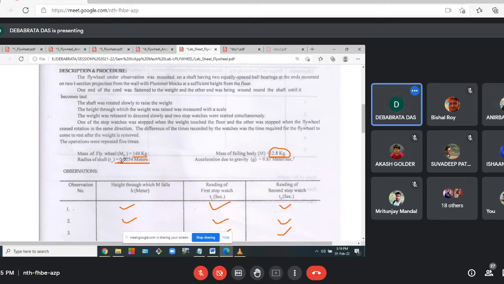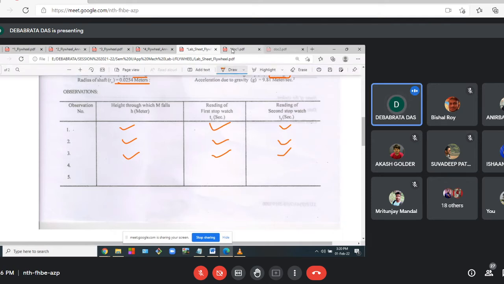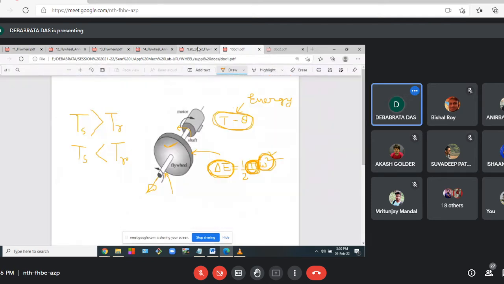R naught is 0.0254 meters. The mass of the falling body is 12.8, so W is actually 12.8 into 9.81. Do not forget to multiply by 9.81. Okay, sir. With these readings, now let us see how we do this calculation.